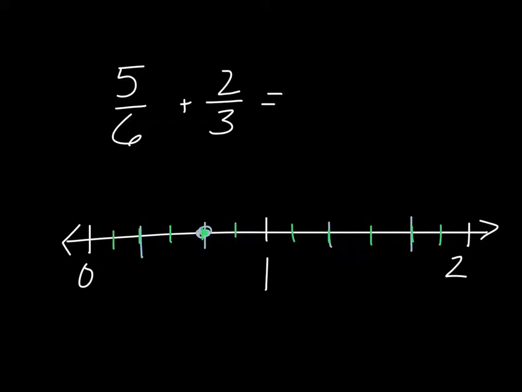So here I am at my 2/3, and I'm going to add 1, 2, 3, 4, 5, 6. And I know my answer is 1 whole and 3/6. I can simplify that and say 1 and 1/2 because 3/6 is equal to 1/2. So hopefully that is the answer that you got.